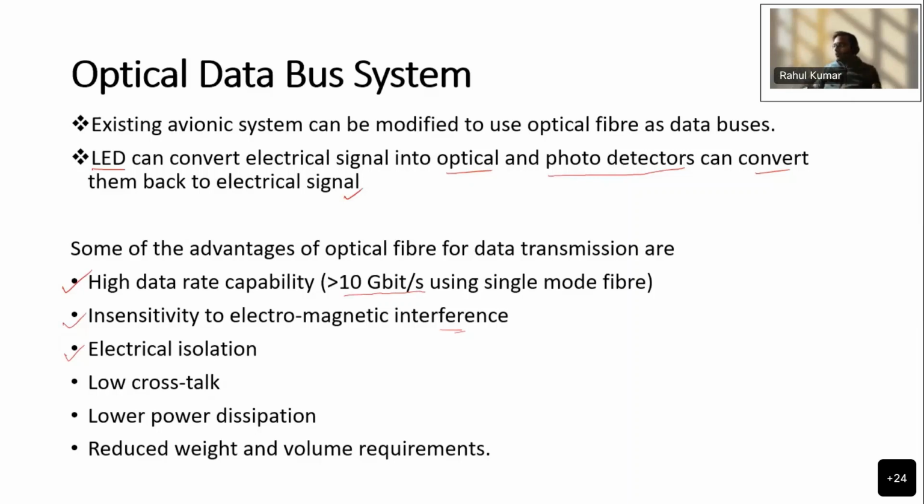Then low crosstalk and low power dissipation or losses, and obviously these are very fine, very thin optical cables, so they are very less in weight, so you can reduce the weight and volume requirement. Okay, so the dimension is maximum around 125 micrometer for single mode or multi-mode optical fiber. So they are very thin wires or optical wires, you can say, and they are very light in weight.